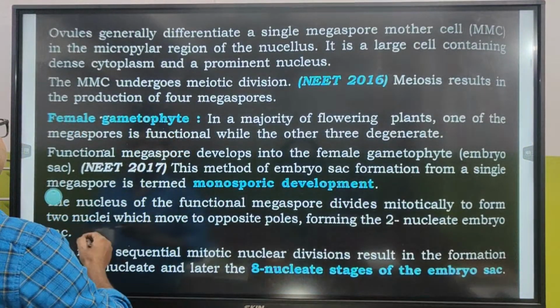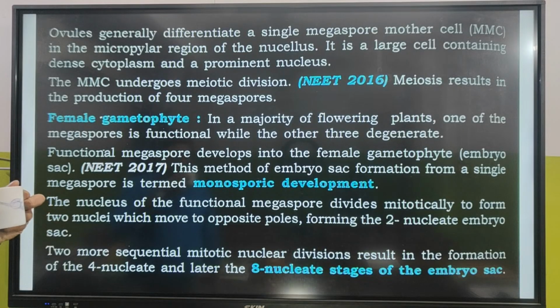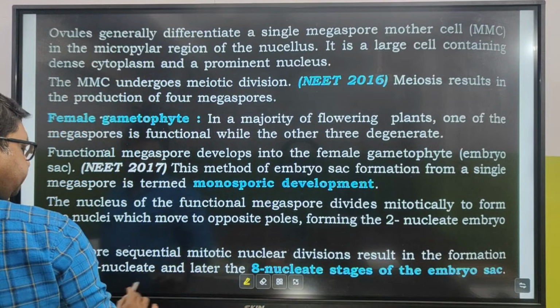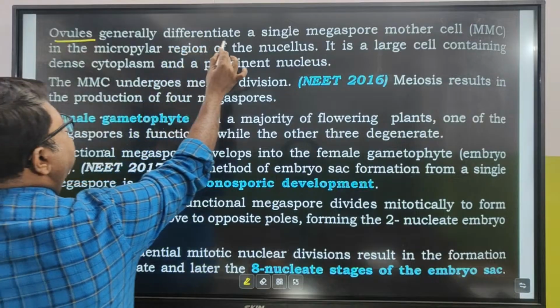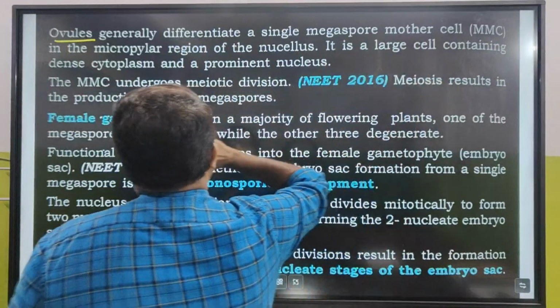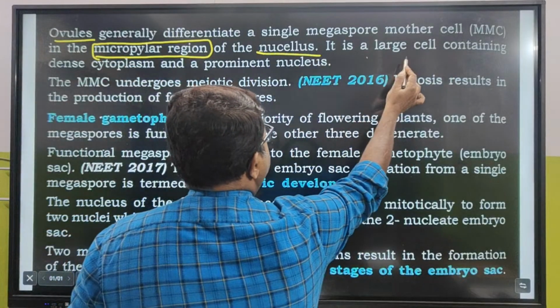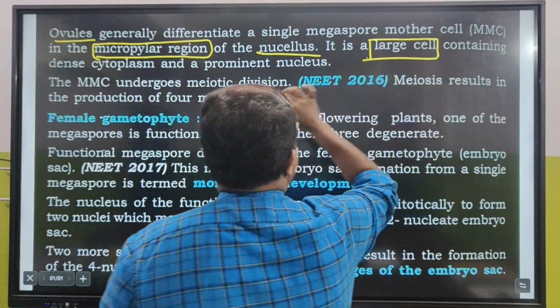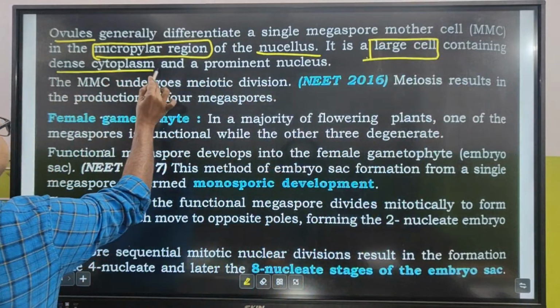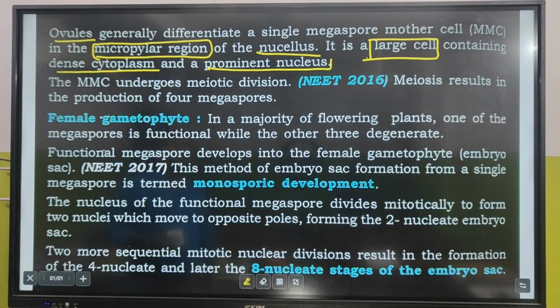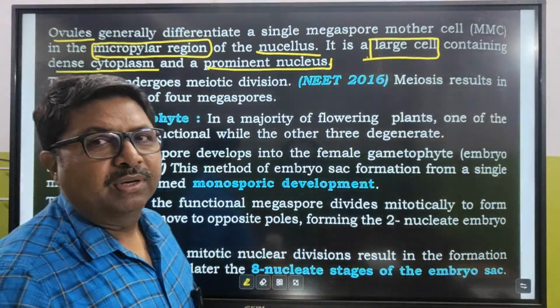Ovules generally differentiate a single megaspore mother cell, MMC, in the micropylar region of the nucellus. It is a large cell containing dense cytoplasm and a prominent nucleus. So, see, the megaspore mother cell is a large cell containing dense cytoplasm and a prominent nucleus.